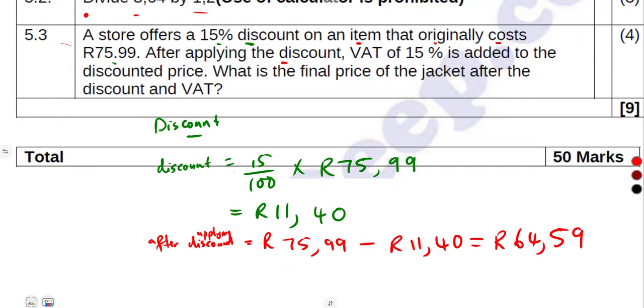But not, guys, because of the value added tax. So here it was about the discount. We have to consider the value added tax now. They are saying VAT of 15%, or value added tax, is added to the discounted price. This is the discounted price, this one. To this discounted price, we added a VAT. So what was the final price?